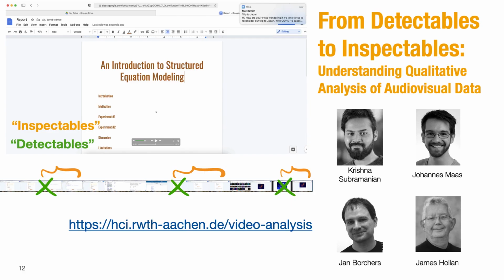In summary, qualitative audiovisual analysis involves finding and analyzing interesting segments in recordings, which we call inspectables. As researchers cannot plan ahead to capture these inspectables, they look for audiovisual cues, which we call detectables, in order to find inspectables. Simple computational techniques may help find detectables and thereby improve the qualitative analysis workflow.